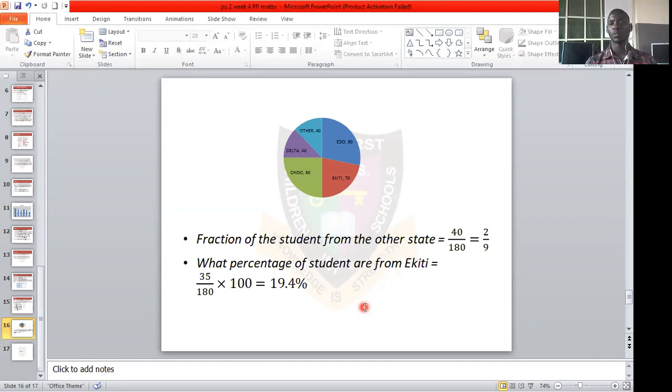So that's about how to represent information or data in pictogram, pictorial form. We talked about the pictogram, we talked about the bar chart, and we talked about the pie chart. And first thing, you have to know how to arrange your data, probably in ascending order or descending order, but all data must be in arranged order. So we've come to the end of today's class.